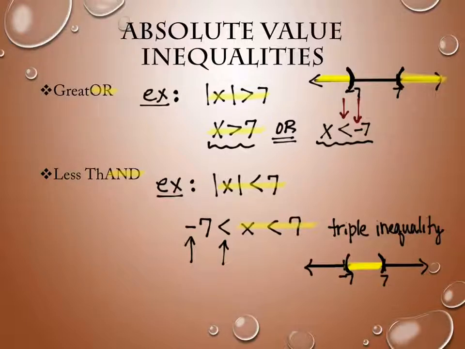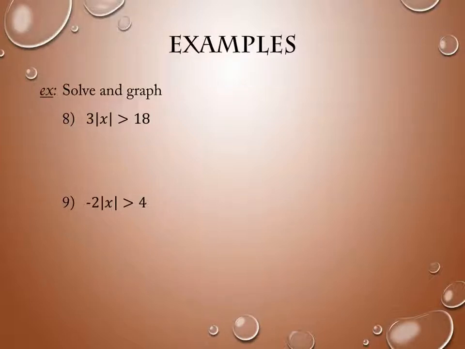So let's try some, okay? Every single time, we're going to isolate the absolute value and then decide, is it an or statement or an and statement? So, on the first one, what would I do to isolate the absolute value? Divide by 3. So I have absolute value of x, and I have 6 on the right. Is this an or statement or an and statement? It all hinges on this sign. What sign is it? It's a greater symbol, right? A greater than symbol, so it is an or statement.